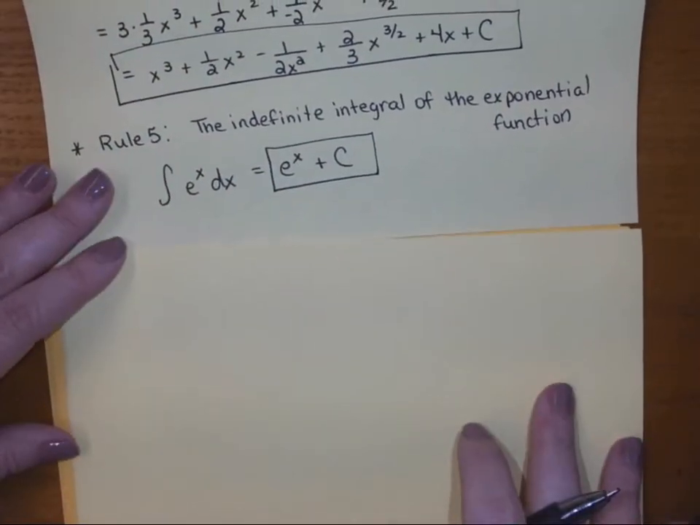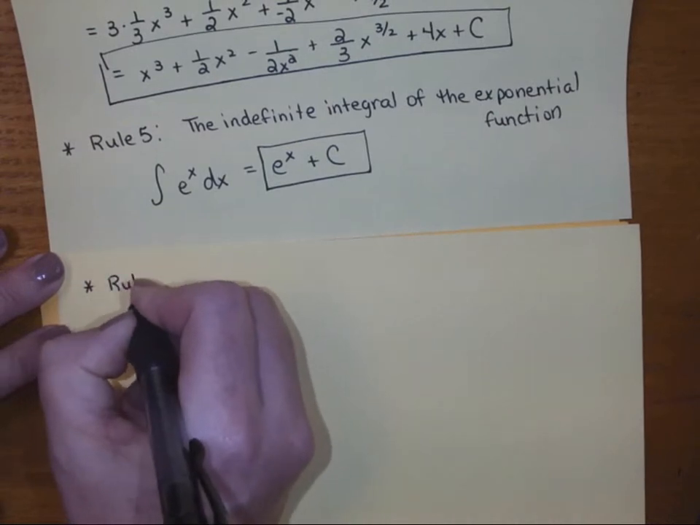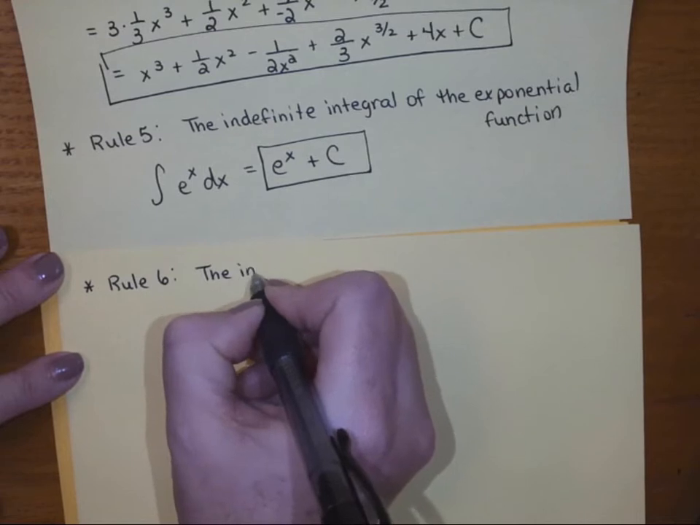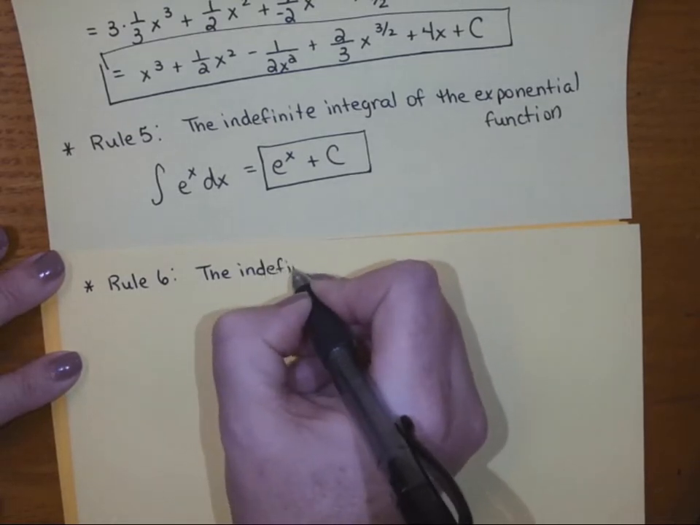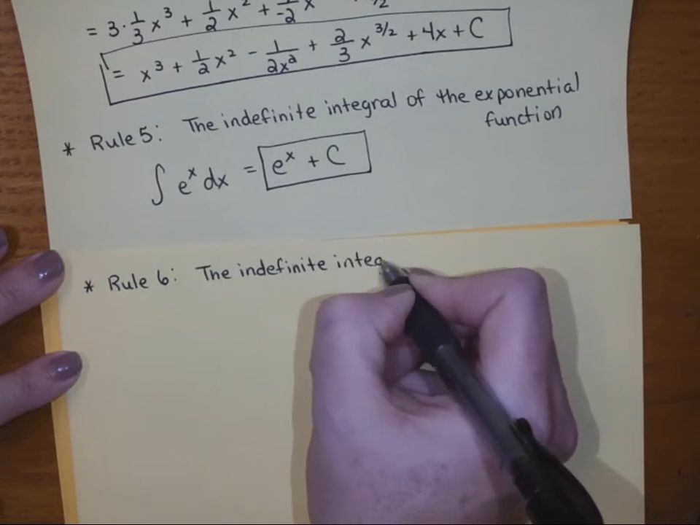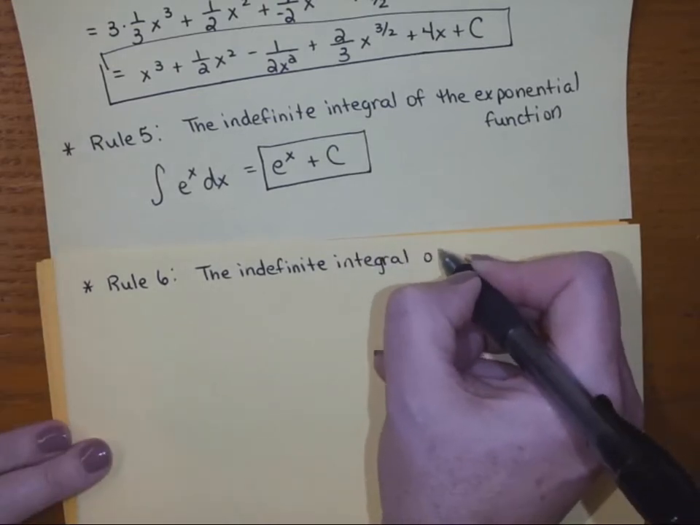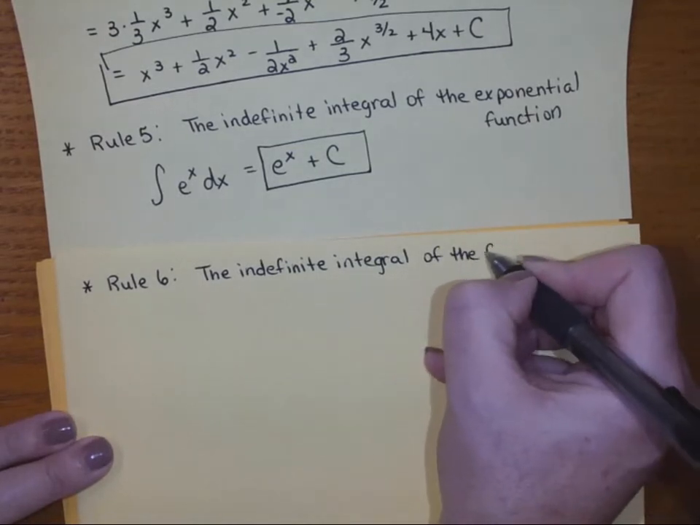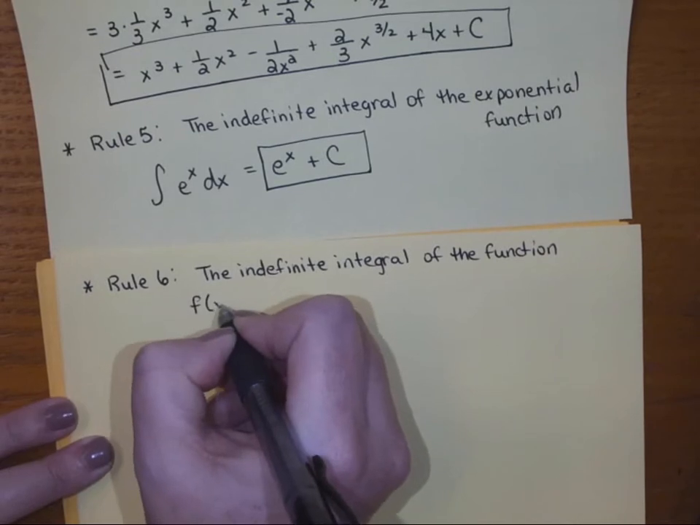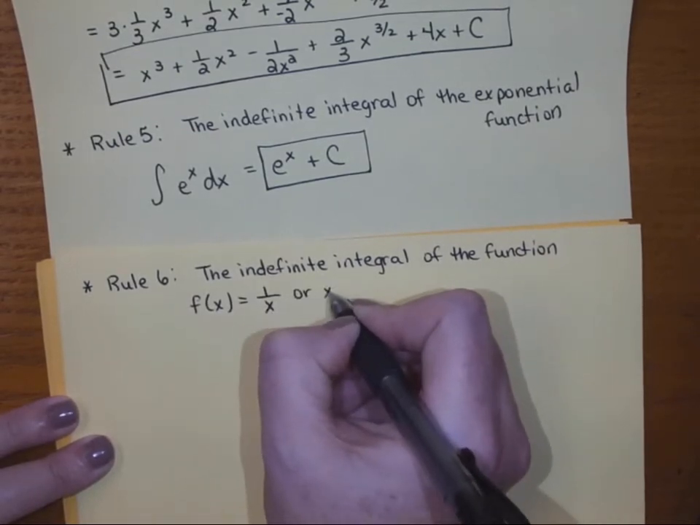All right, so I want to introduce to you the other special case. Remember, we learned these together, e and ln. So I think this one is maybe the more challenging of the two special cases. So the indefinite integral of the function f of x equals 1 over x, or x to the -1.